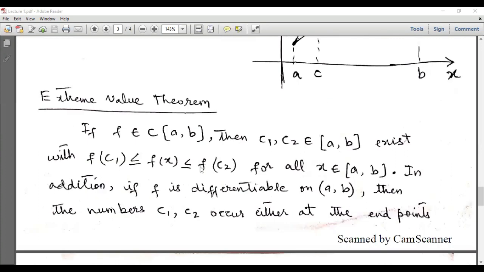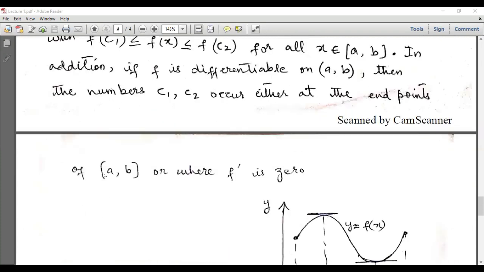Now I will elaborate on the extreme value theorem. The extreme value theorem says that if f is a continuous function between these 2 points a and b, then c1 and c2 will also belong to this interval [a, b], such that f(c1) is less than or equal to f(x), and it is less than or equal to f(c2), for all x belonging to [a, b]. In addition, if f is differentiable on (a, b), then the numbers c1 and c2 occur either at the endpoints or where the derivative of f is equal to 0.